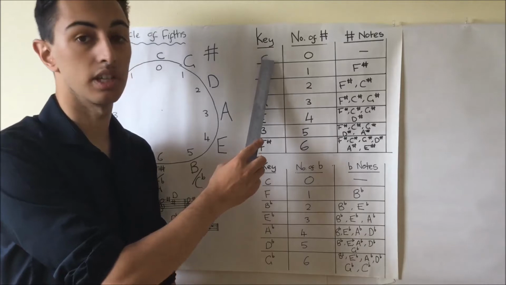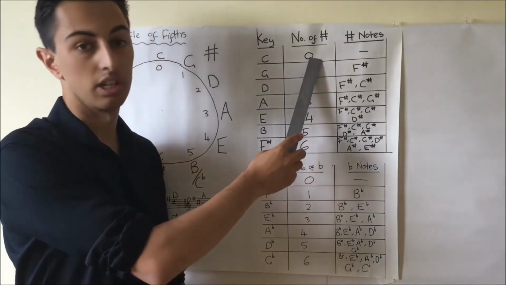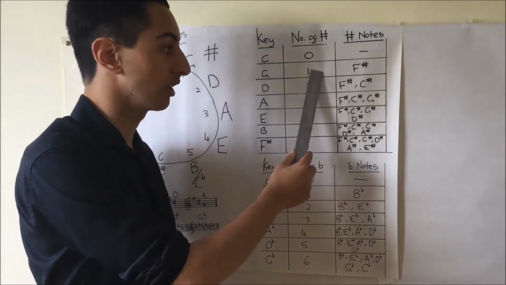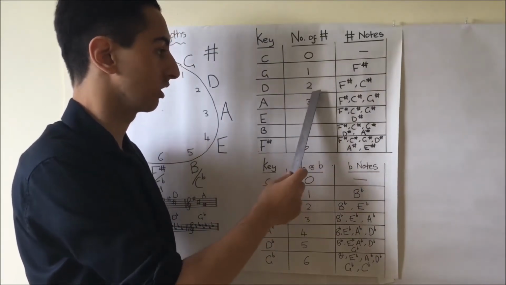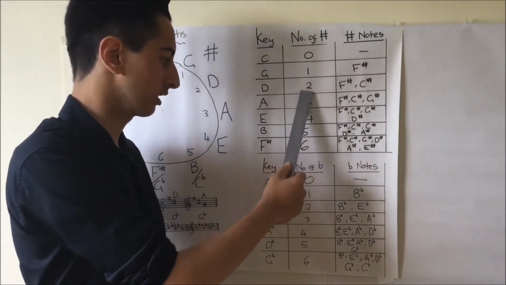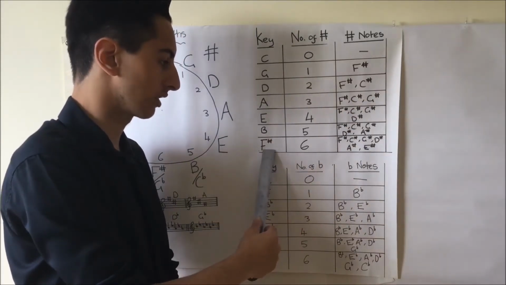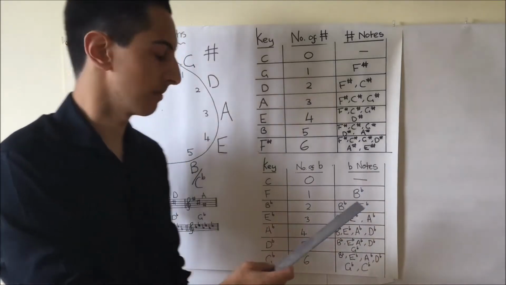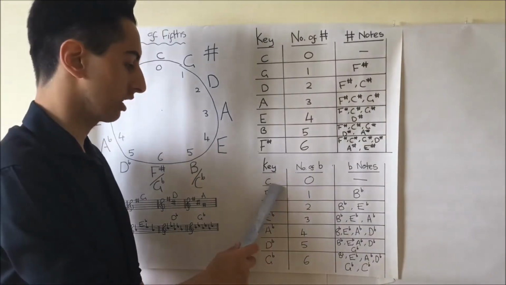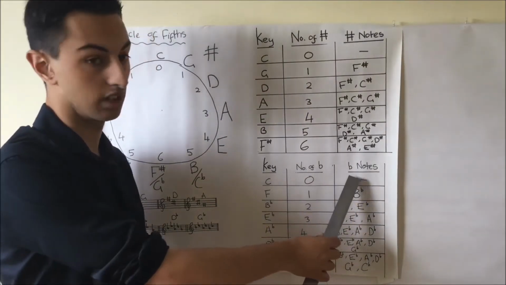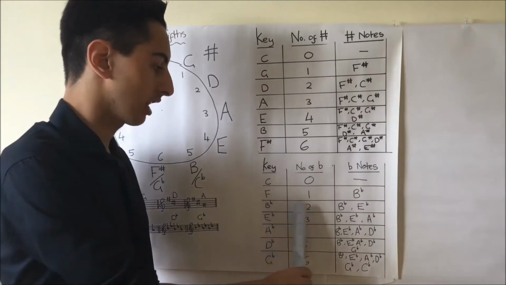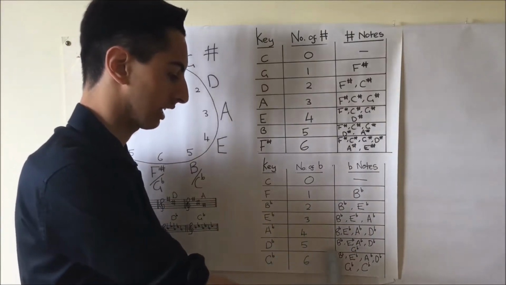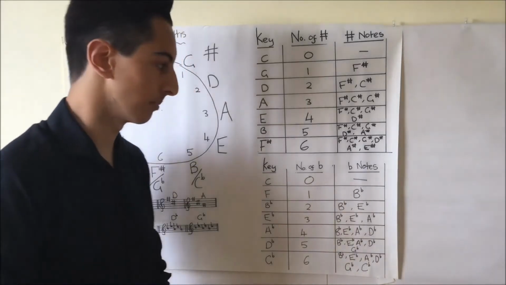For example, the key of C contains no sharps, so it's based entirely on the white notes on the keyboard. The key of G contains 1 sharp, F sharp, the key of D contains 2, F sharp and C sharp, and it increases right down to 6, which is F sharp, and all the notes that are sharpened are there. It's exactly the same for the flat keys. Key of C again contains no flats, so it's the white notes. F contains 1, which is B flat, right down to G flat, which contains 6, again, which are there at the bottom of the table.